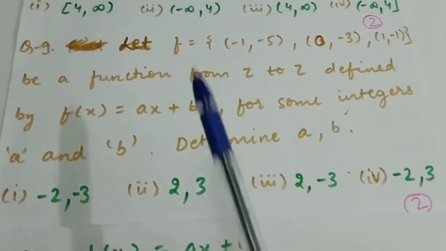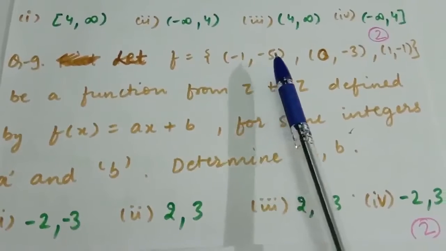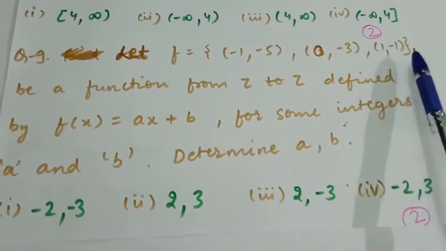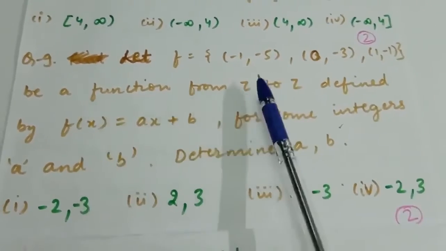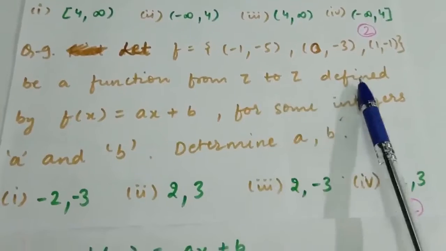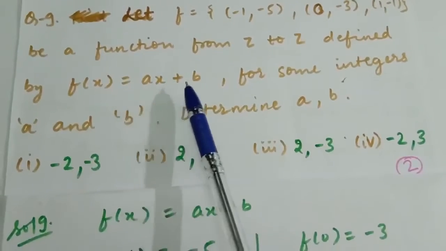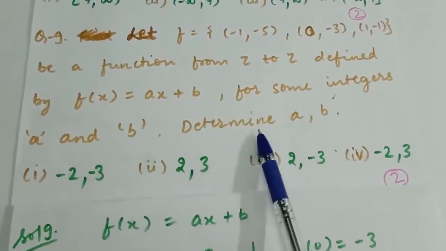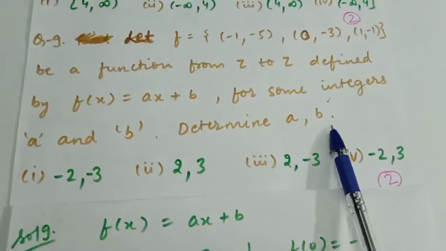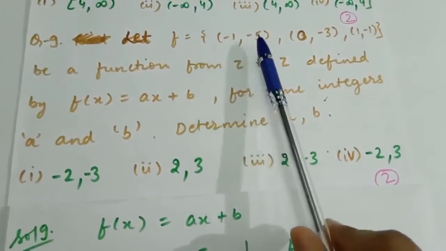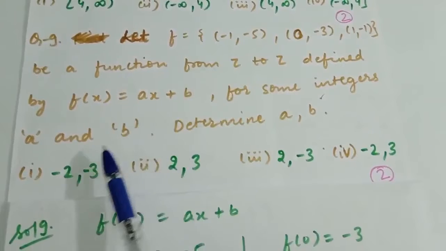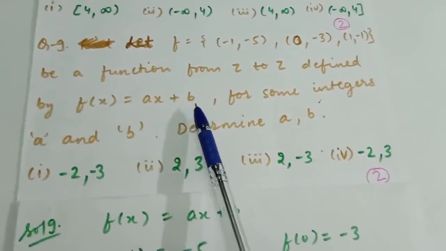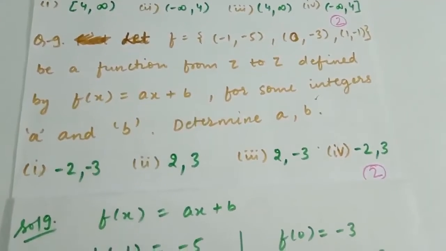Now question number 9. Let f is equal to {(-1, -5), (0, -3) and (1, -1)} be a function from integers to integers defined by f(x) is equal to ax plus b, for some integers a and b. Determine (a, b). So this is a function f(x), right? And also it is given that f(x) is defined as ax plus b. Now we have to find the values of a and b.